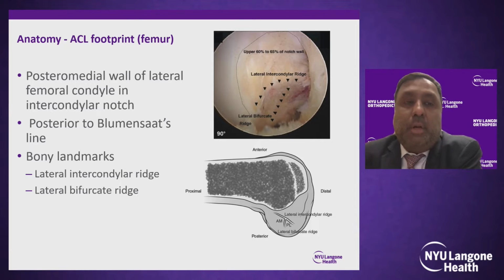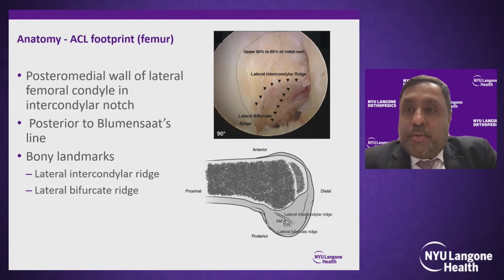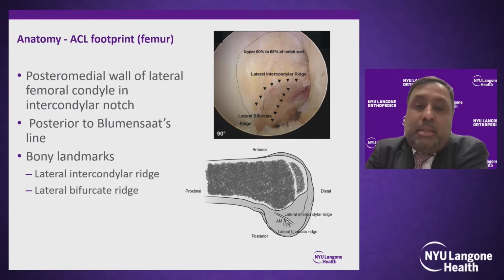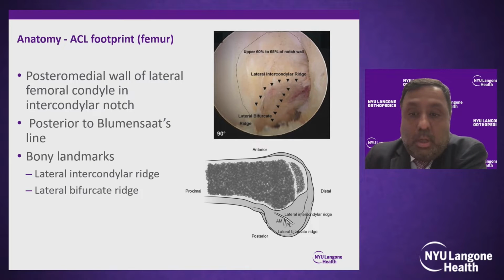So a brief review of the anatomy. As we all know, the ACL arises from the posterior medial wall of the lateral femoral condyle in the intercondylar notch. Radiographically, it lies completely posterior to Blumensaat's line. Arthroscopically, the bony landmarks we utilize are the lateral intercondylar ridge, in which the entirety of the ACL lies deep or posterior to. Perpendicular to that, the lateral bifurcate ridge separates the ACL into two separate bundles, the anteromedial bundle and the posterolateral bundle.